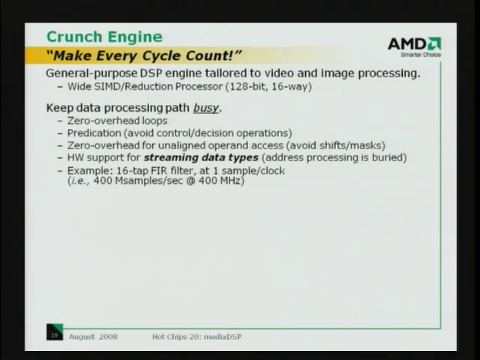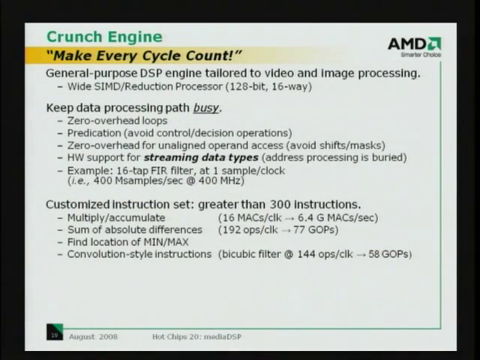One of the key goals of the architecture is to keep the data processing path busy as much as possible. So we've employed techniques like zero overhead loops, predicated execution to make loops efficient, and we've built in alignment logic into the operand selection and write-back paths so we can avoid shifting and masking that is commonly required with register-based SIMD processors. And also, we have hardware support for streaming data types to allow address processing to happen implicitly. So as an example of the efficiency of our instruction set, we can do a 16-tap FIR filter at one sample per clock.